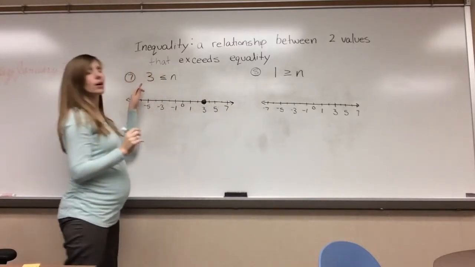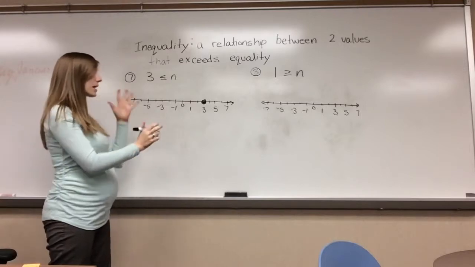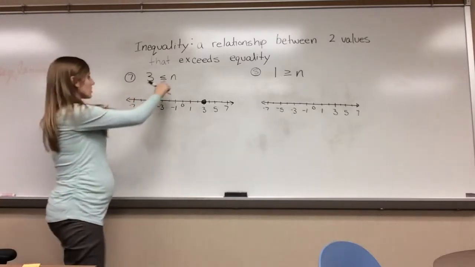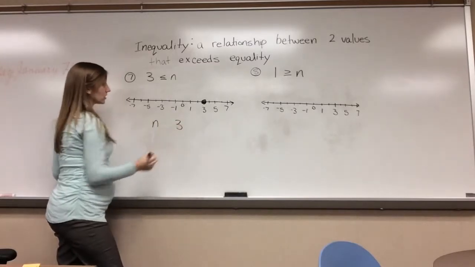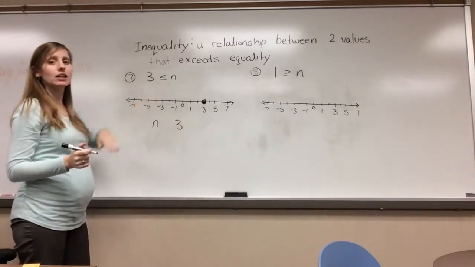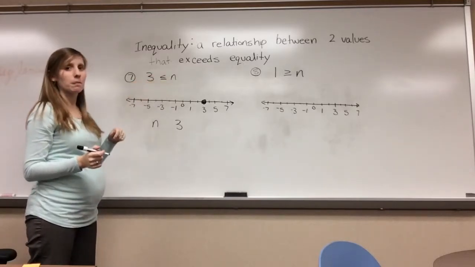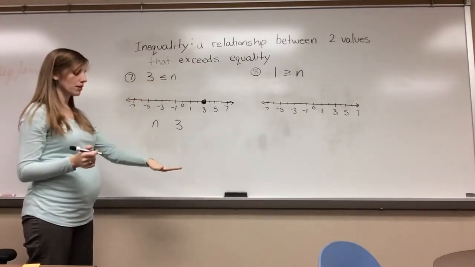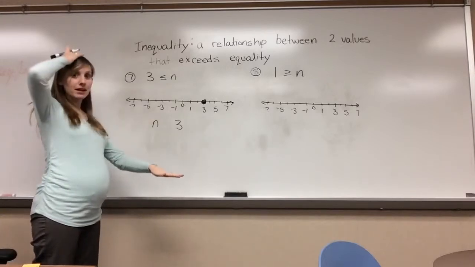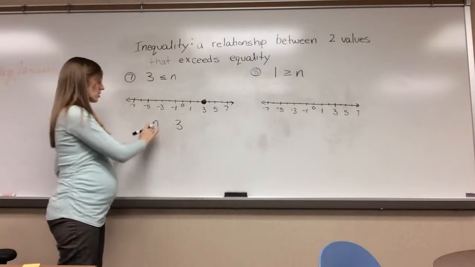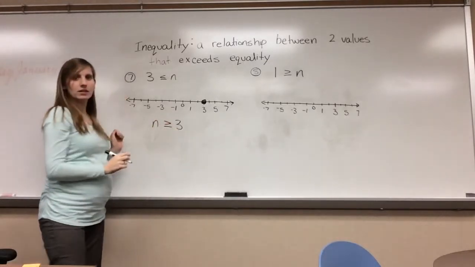Now from here I'm going to go ahead and rewrite this inequality so it makes a little more sense to me and I can actually draw my line. So the n will come first. The 3 will come after. Now I have to figure out what kind of inequality sign I need. This says that 3 is smaller than n. Well, if 3 is smaller than n, I always think about if something's smaller than me, I must be bigger than that something. So n must be bigger than or equal to 3.